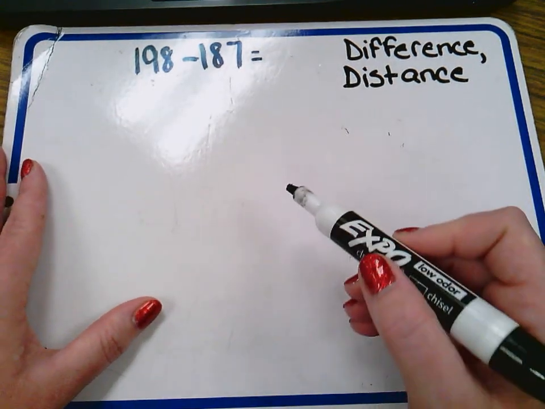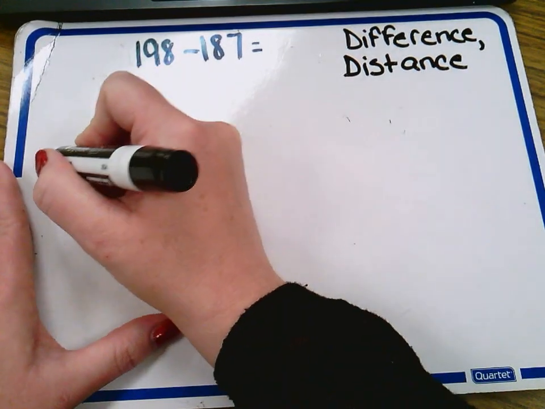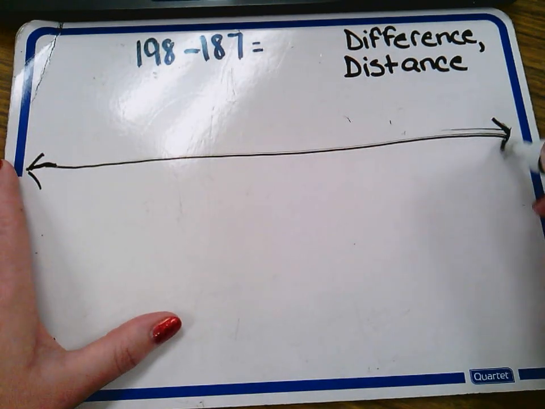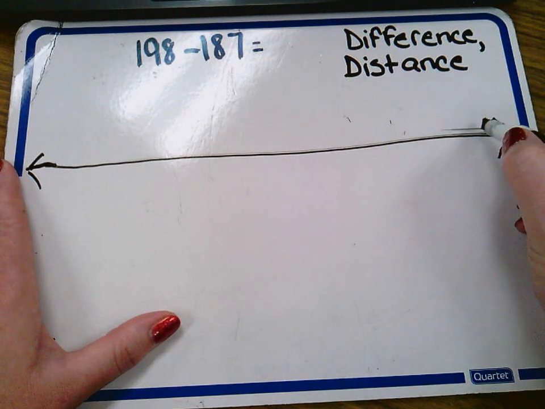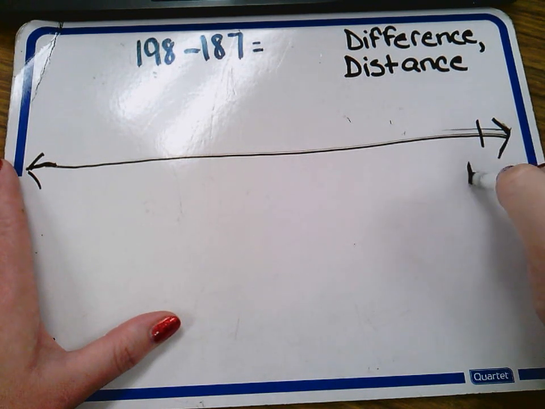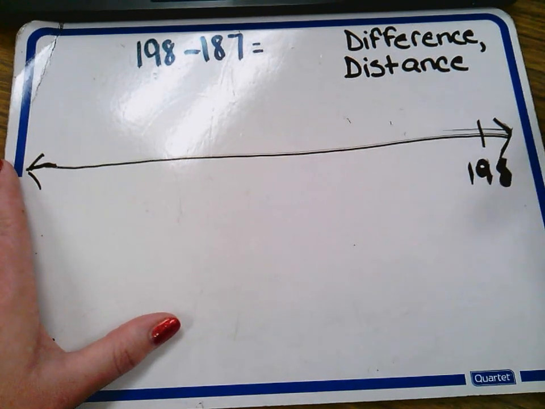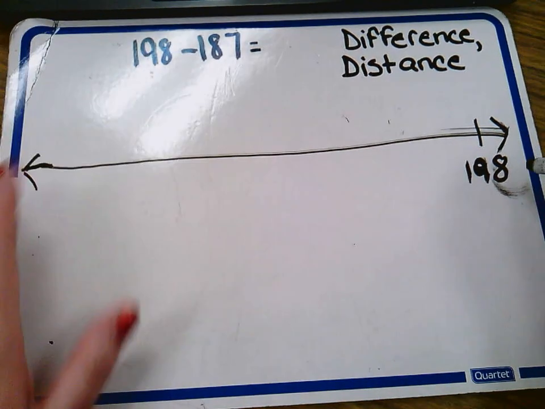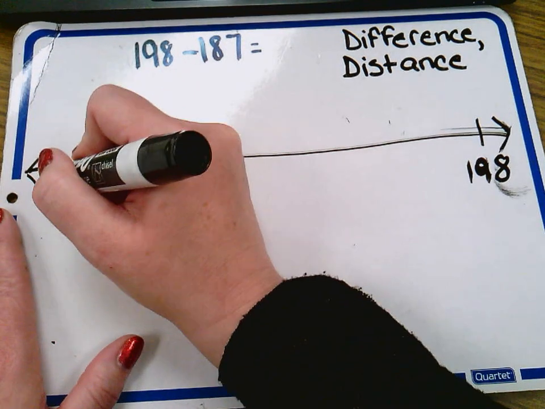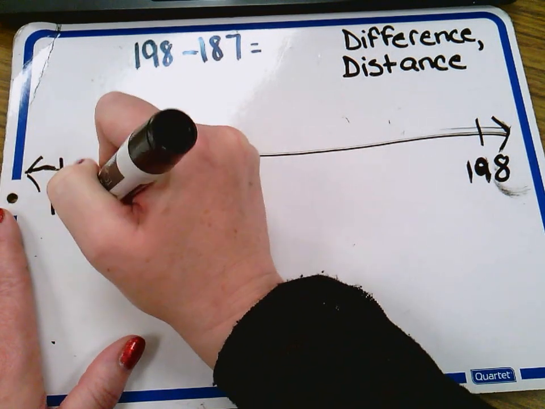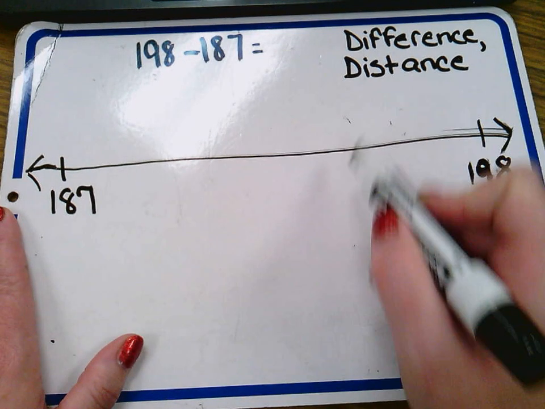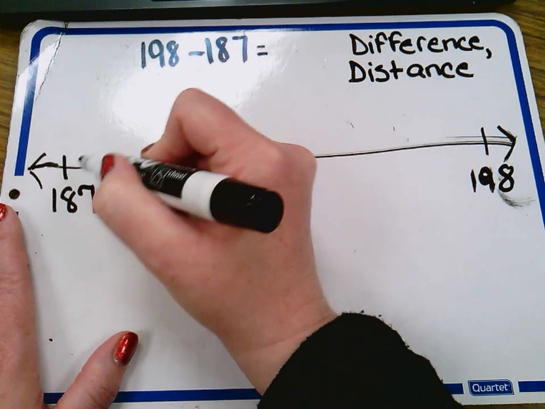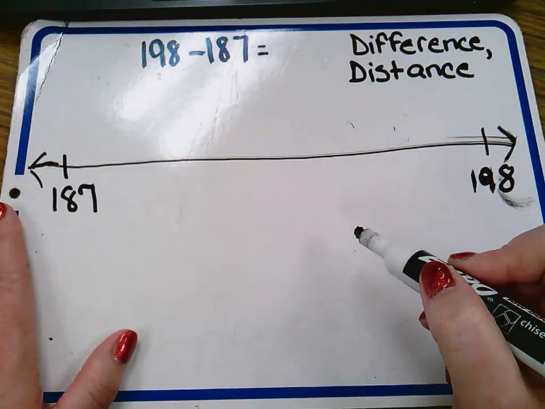Okay, and this is what it looks like on a number line. I'm going to put 198 over here. Whoops, that's a terrible 8. Okay, so I've got my minuend here, 198, and then I've got 187, which is our subtrahend. I want to find the distance or the difference between these two numbers. So what I'm going to do is start at the subtrahend, and I'm going to hop forward until I get to the minuend.